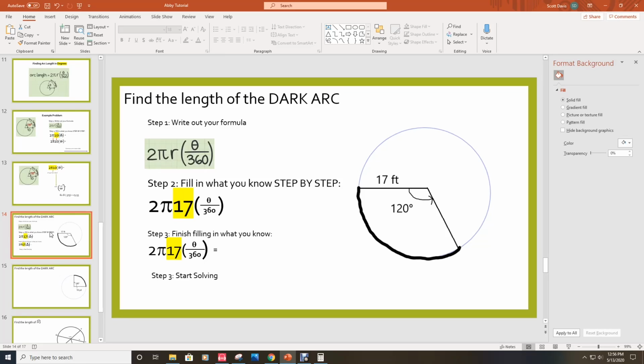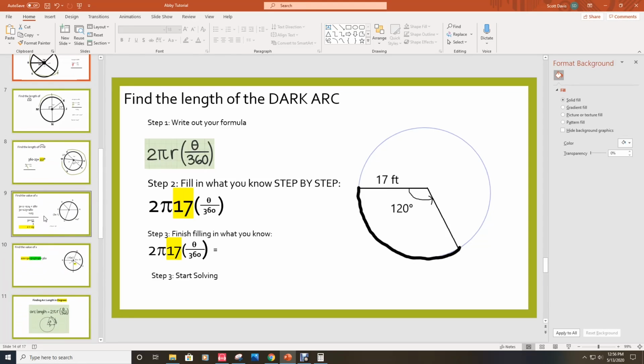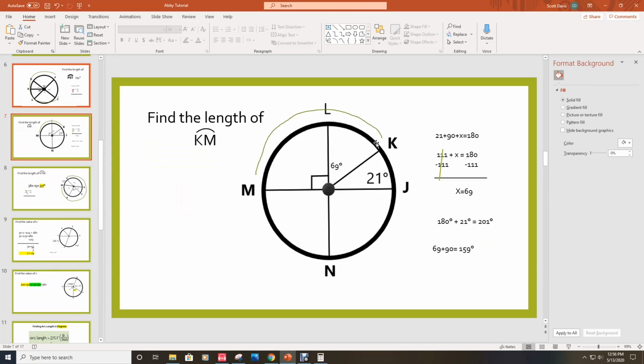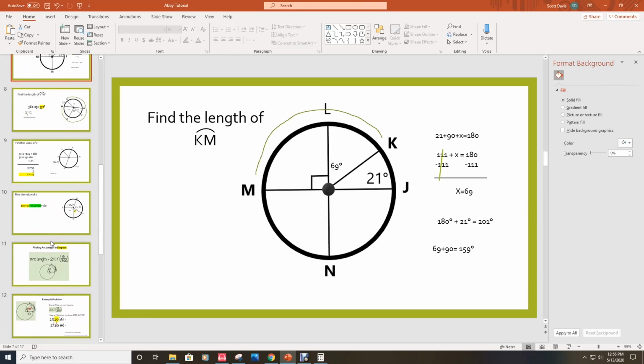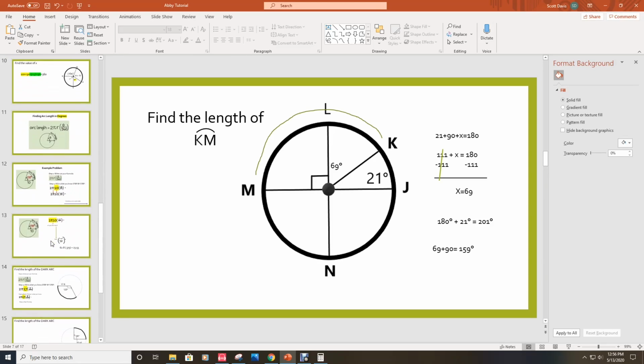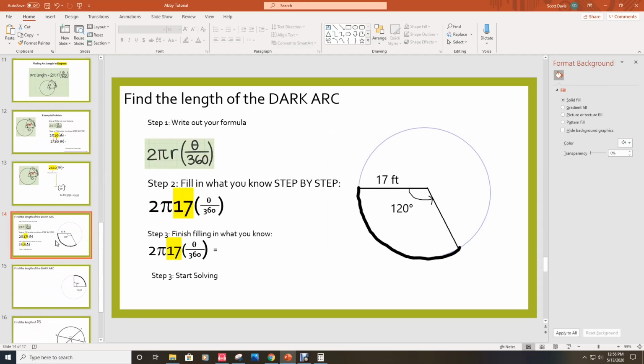Now, the only reason that they said the dark arc is kind of going back to what we were talking about when we were struggling with this problem. I was saying how I really wasn't sure on this arc length of km. Was she looking for the minor arc or the major arc? It was left a little bit open to interpretation there because the actual arc they're looking for wasn't marked. But that's all this means in this problem.